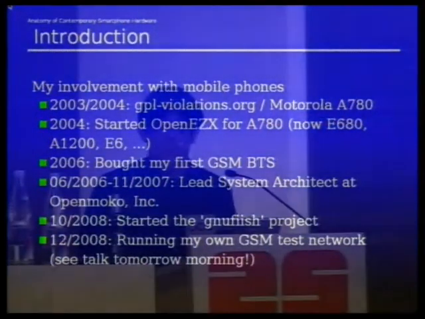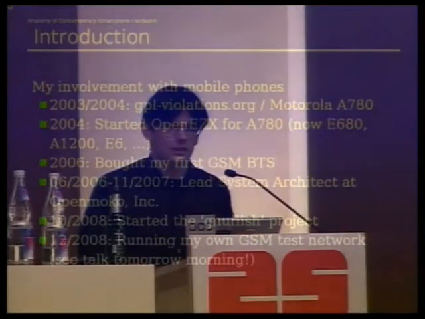I've been working for OpenMoko as lead system architect, which includes both the hardware and the system-level software, for some time. And right now, I'm working on a project which I call GNUfish, which is about porting Linux to a certain series of devices designed and manufactured by a company called E10. Well, and right now, I'm also working on running our own GSM test network in the Hack Center downstairs. See the talk tomorrow.